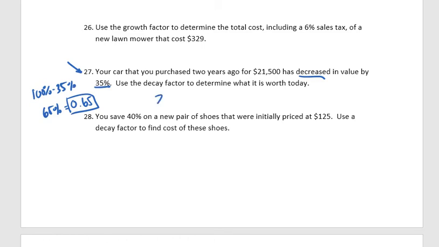I want to just take the original value, 21,500, and multiply it now by this 0.65, and it will tell me what the car is worth today. So 21,500 times 0.65 will give me the car's value today, which is $13,975.